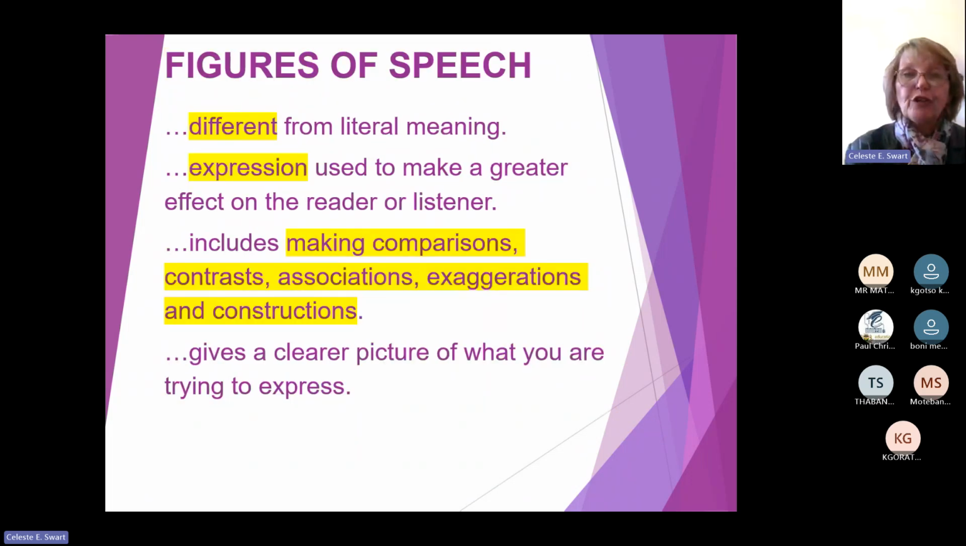Figures of speech are different from the literal meaning. The literal meaning is meaning exactly what the word tells us. But now remember, there are so many exciting different figures of speech. They are expressions used to make a greater effect on the reader or the listener. It includes making comparisons, contrasts, associations, exaggerations, like when we think of a hyperbole, and construction. It gives a clearer picture of what you're trying to express. And it's so wonderful. It's not just necessary to use it in literature. You can use it in your everyday writing as well. So let's look at a few examples that we have here today.